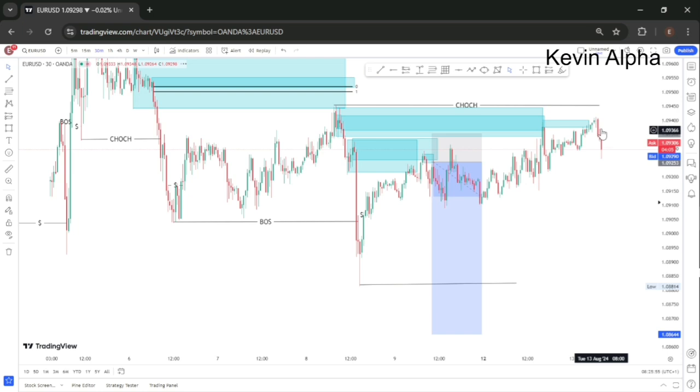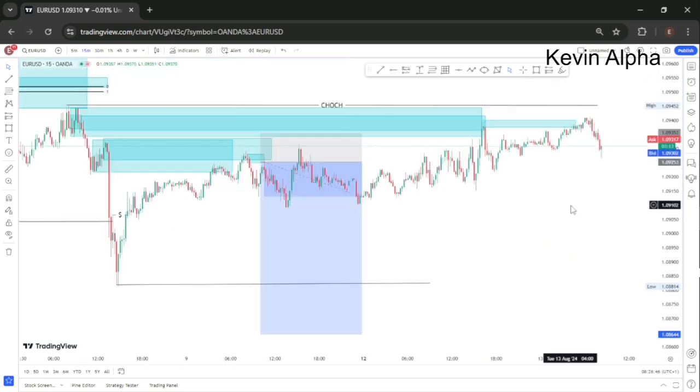So you can see, right? I entered the trade right there. That's where you're going to want to enter the trade. You're going to enter the trade from where it mitigates your new POI. That's the new single candle order block's wick. And I entered the trade from right there, as you can see.